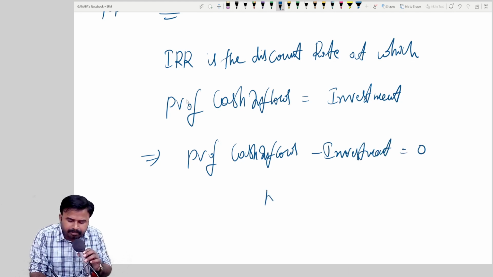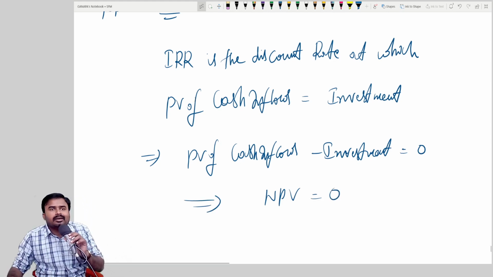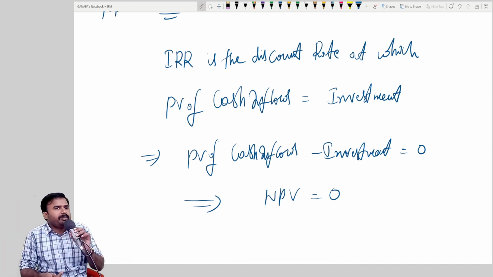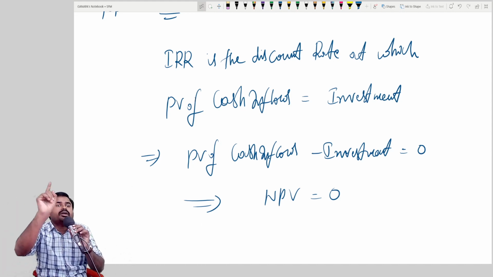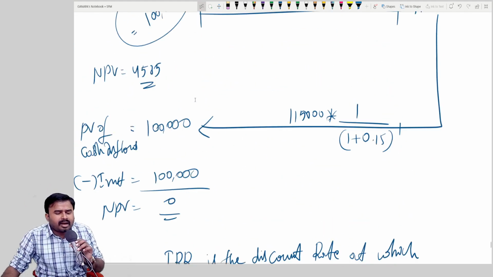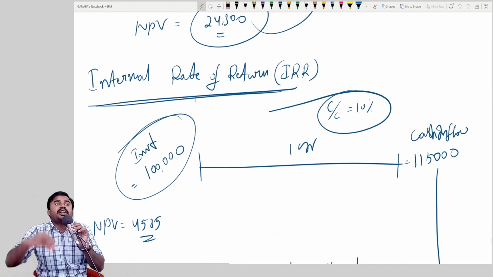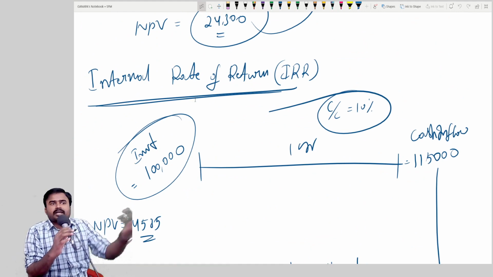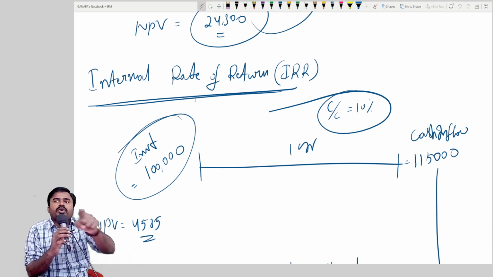That means my NPV is equal to 0. So what is the conclusion? At IRR, my NPV is equal to 0. If NPV is not equal to 0, then that is not your IRR. IRR is the rate of return which is generated from the project. IRR is the rate of return which is given by the project. That is not your expected rate of return.